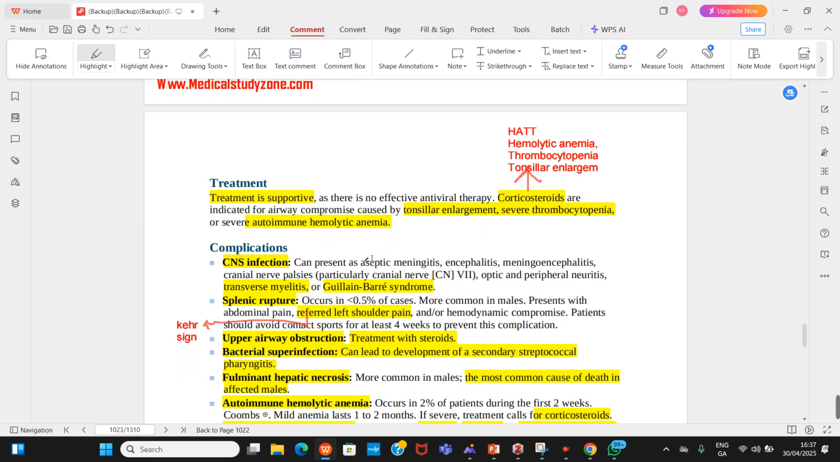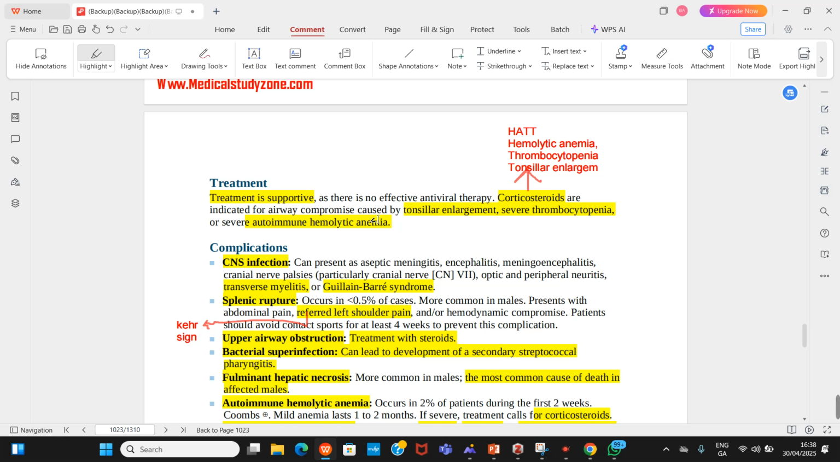So what's the treatment? Supportive. No antiviral agent is available to treat Epstein-Barr virus infection. But there are some indications to give steroids. The way I look at it is, whenever there's anything affecting the blood work, like thrombocytopenia or acute hemolytic anemia, that's serious, aside from the lymphocytosis that we know.